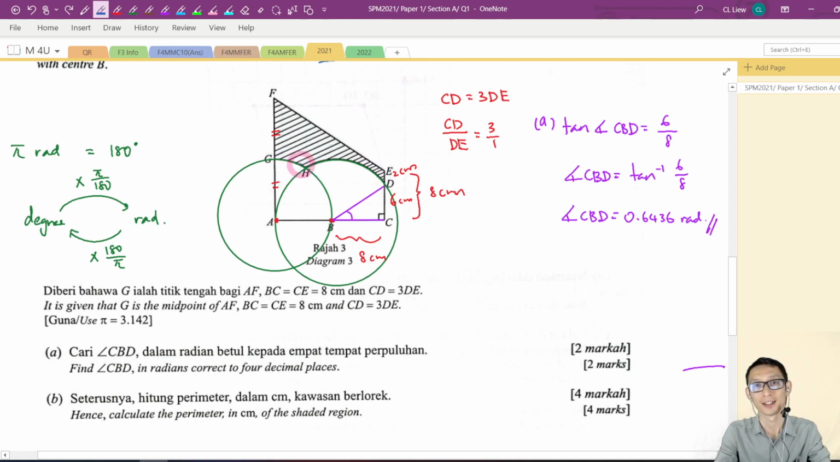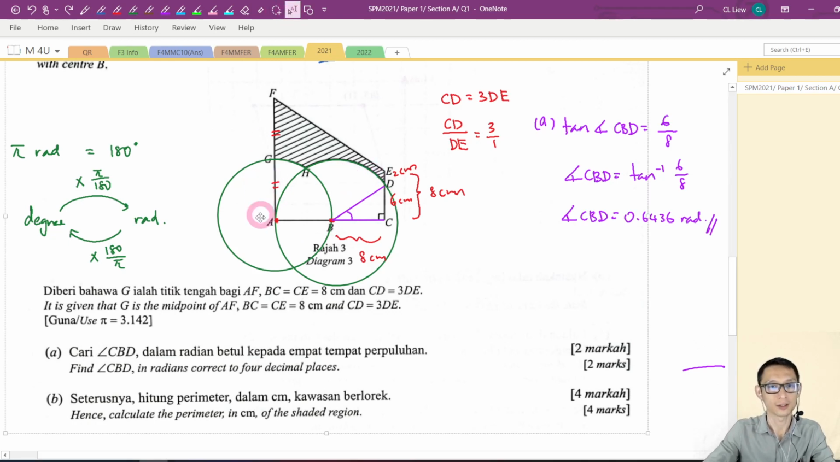We know that the formula for arc length is r theta. So we need the r and also theta, right? Okay, so I think these two circles should be the same size. Let me redraw it again.